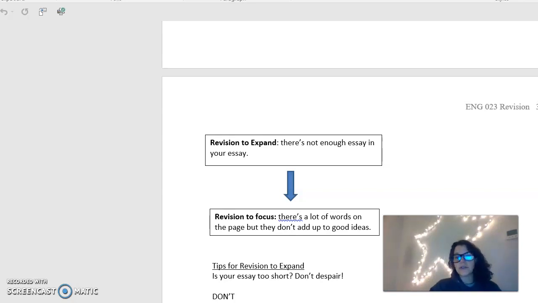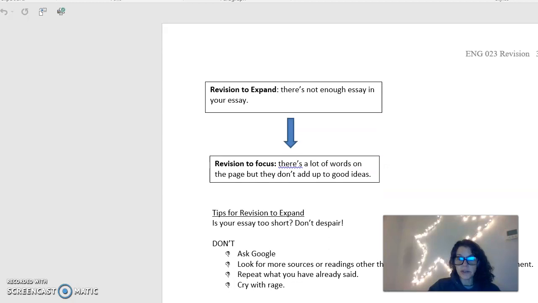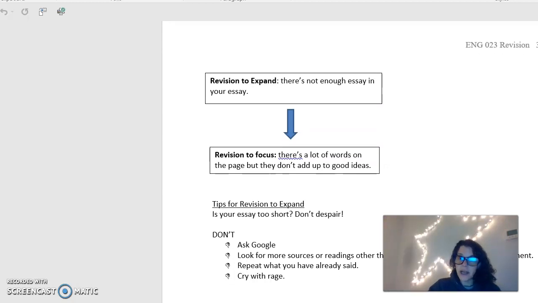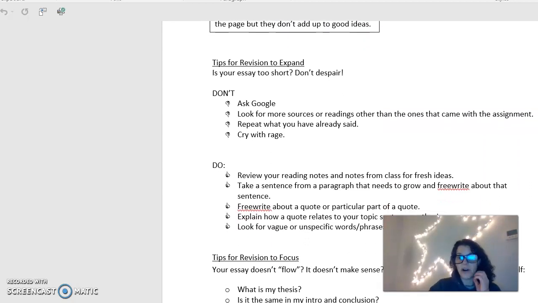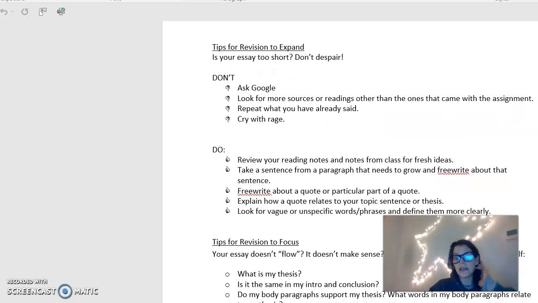Right now, since you just did your draft and you only had to do 2 paragraphs, we're going to focus on revision to expand. We're also going to start there because it's a place where a lot of people struggle. A lot of us have a hard time just coming up with ideas. So here's what not to do. Don't ask Google. If you don't know what to say, if you're out of ideas, don't ask Google. I can ask Google myself. I want to know what you think. Your ideas are really valuable to me.